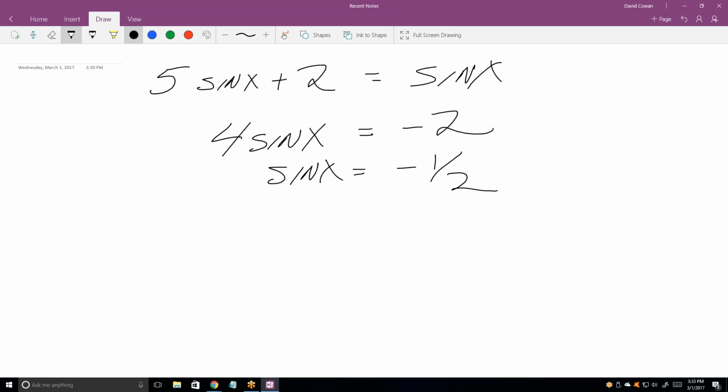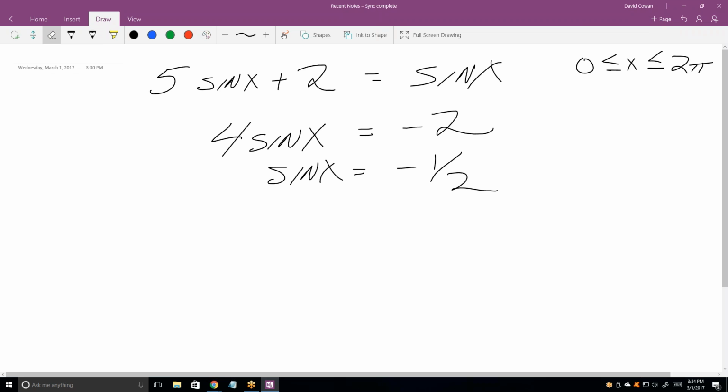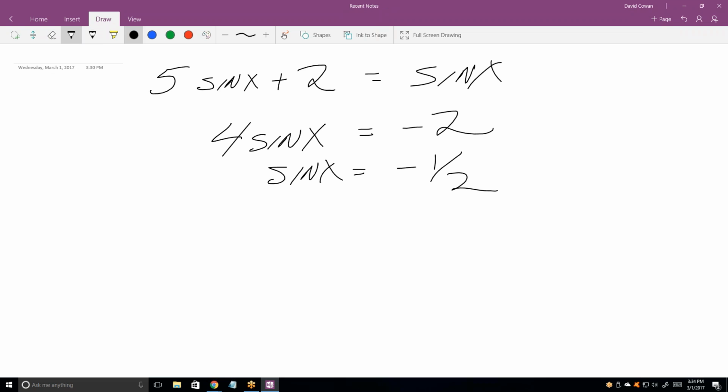I presume when they gave you this problem, they gave you the domain. Probably said greater than or equal to 0, less than or equal to 2 pi. No, it just says solve each equation for all values of x. Okay, that's different. In other words, they want not just the unit circle answers, but all answers. In other words, what are all of the answers of x that this is true? What's one value of x where this is true?